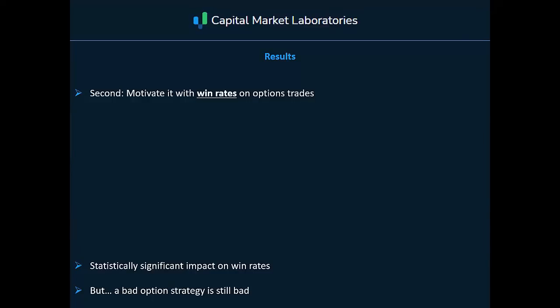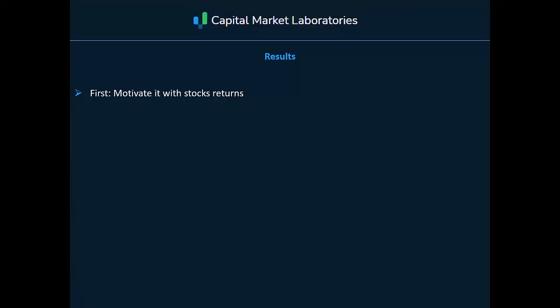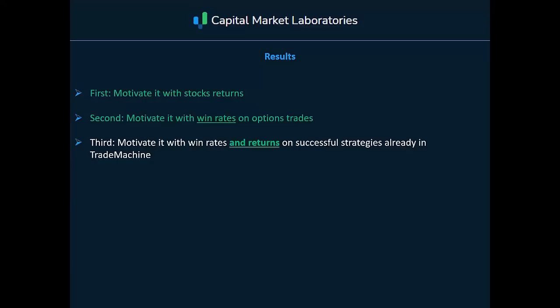I said first I would motivate it with stock returns, it being return distribution characteristics. I did that. Then I said I would motivate it with win rates on option trades, it being return distribution characteristics. Then I said I would motivate it with win rates and returns on successful strategies that already exist in Trade Machine. Now, let me prove it to you.